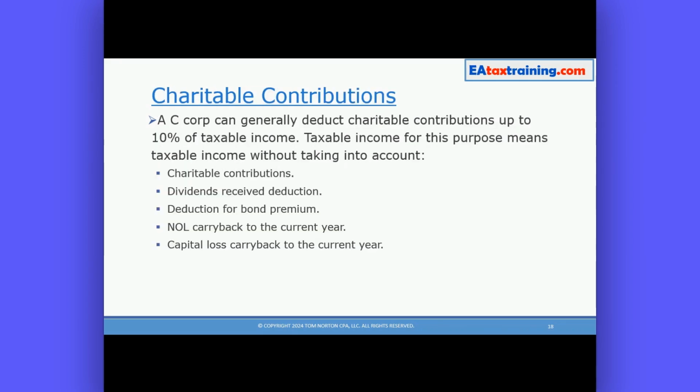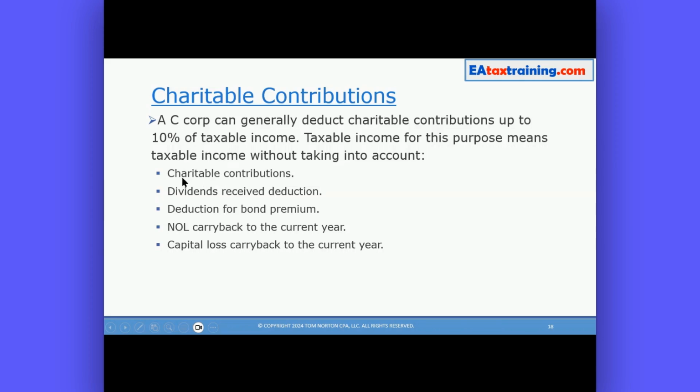Charitable contribution deductions. A C Corp can generally deduct charitable contributions up to 10% of their taxable income. And taxable income for this purpose means taxable income without taking into account these things: the charitable contributions themselves, the dividends received deduction, any deduction for bond premium, any NOL carryback to the current year, and any capital loss carryback to the current year. So you take your taxable income, you don't take into account those things, and 10% of that amount is what you can deduct for charitable contributions.